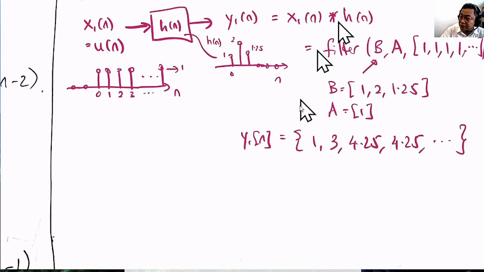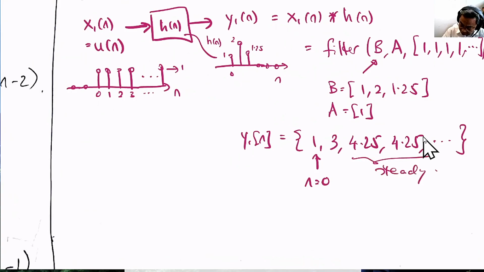So by using filter, which is simulating this, we get this response, and I should put n equals 0 here. And here is the steady state, and here is the transient condition, or the transient response.